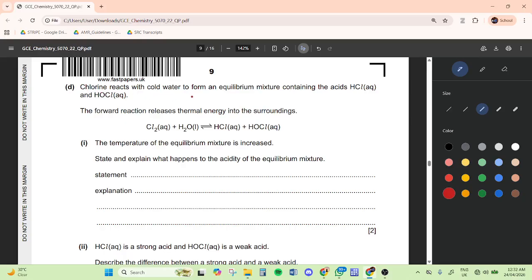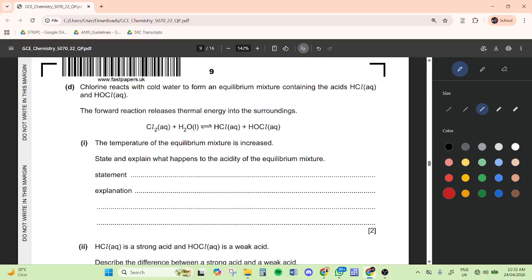Chlorine reacts with cold water to form an equilibrium mixture containing the acids HCl and HOCl. The forward reaction releases thermal energy into the surroundings. Chlorine plus water gives you HCl plus HOCl. The temperature of the equilibrium mixture is increased. State and explain what happens to the acidity of the equilibrium mixture.